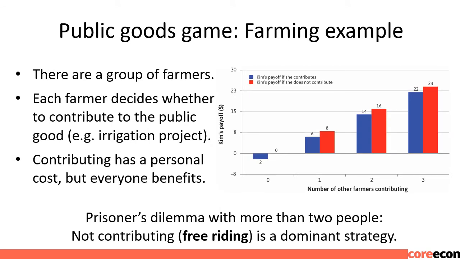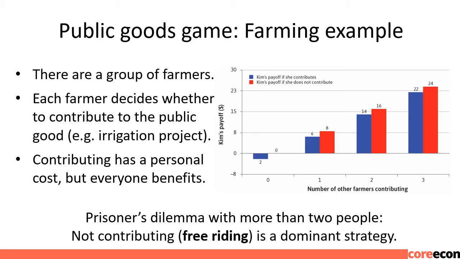Public goods game, farming example. There are a group of 4 farmers. Each farmer decides whether to contribute to the public good, for example an irrigation project. Contributing has a personal cost, but everyone benefits even if one person contributes. This is an example of a prisoner's dilemma game with more than 2 people. Not contributing, free riding, is a dominant strategy.